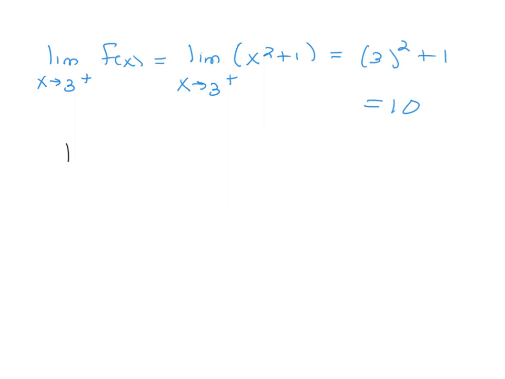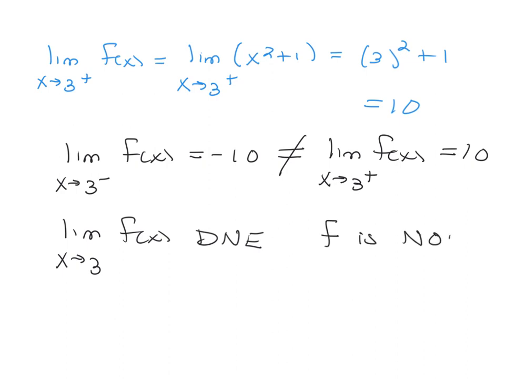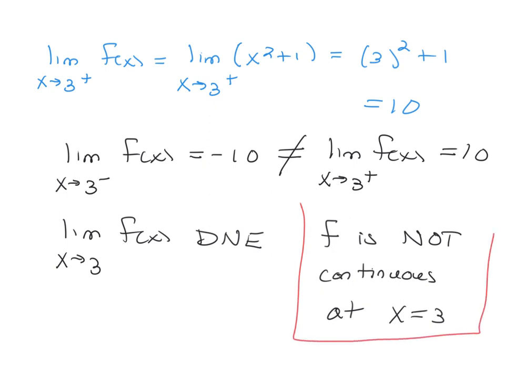I'm going to note that the limit as x approaches 3 from the left of f of x was -10, and that is not equal to the limit as x approaches 3 from the right of the same function because it was equal to +10. This means the limit as x approaches 3 overall does not exist. Therefore, f is not continuous at x is equal to 3. So not continuous here, but it was continuous at -1.